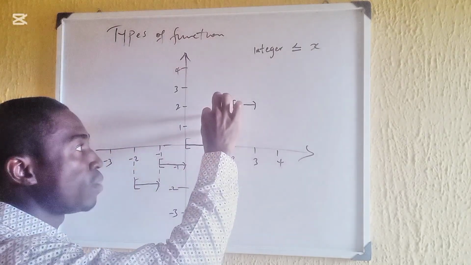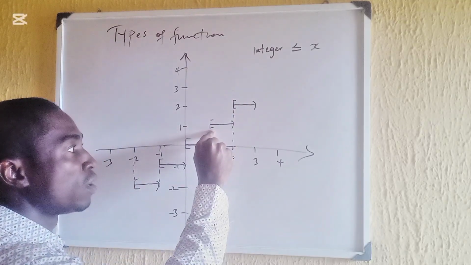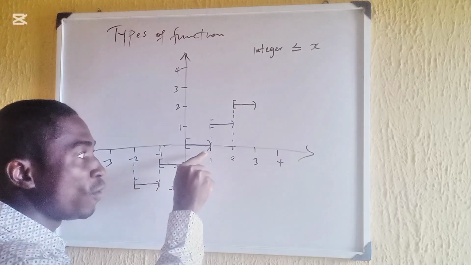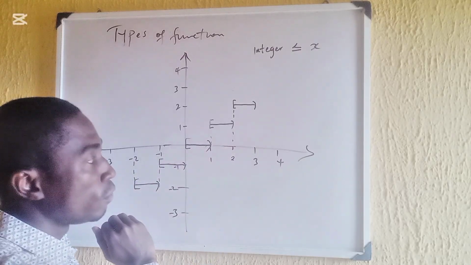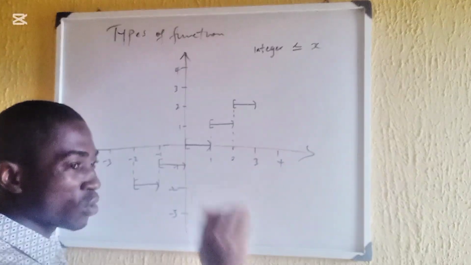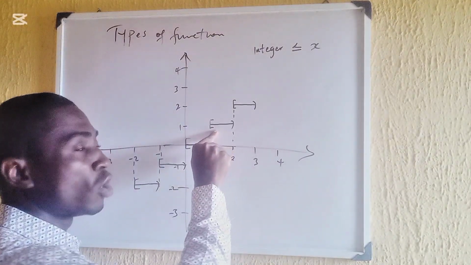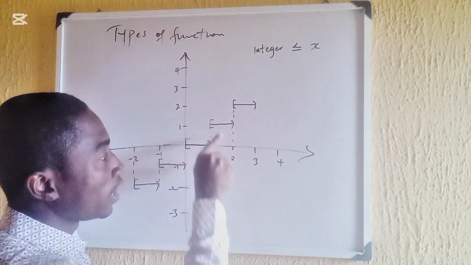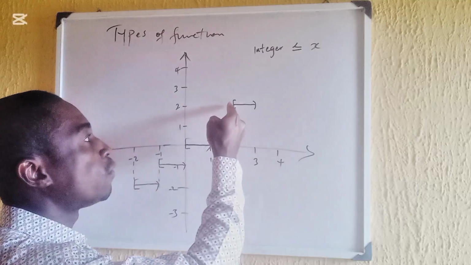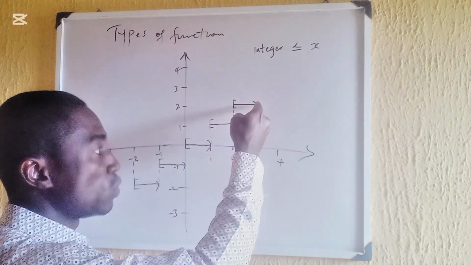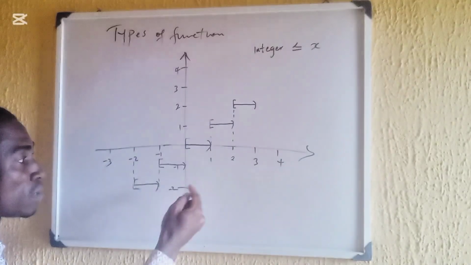So you can still have a square bracket here, indicating that at x equal to 1, the function is equal to 1. But just before 1, the function is not equal to 1. Instead, the value is very close to 1, but not 1. So the moment we get to 1, then the function becomes 1. Then we keep going like that until we are very close to 2. But the moment we get to 2, the function becomes 2. We keep going until we are very close to 3. The moment we get to 3, the function becomes 3.